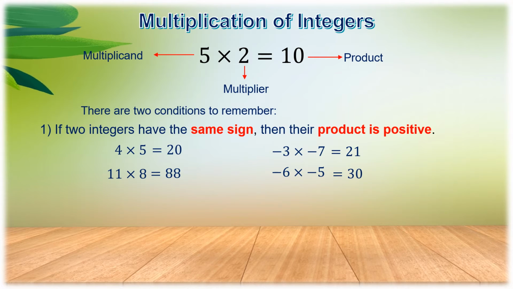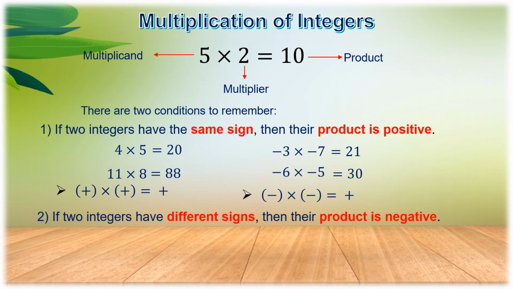So when you are multiplying integers, as if you are multiplying numbers, just remember if they have the same sign, then their product is always positive. So remember that positive times positive is equal to positive, and negative times negative is equal to positive. Then we have the second condition. Let us read all together. If two integers have different signs, then their product is negative.